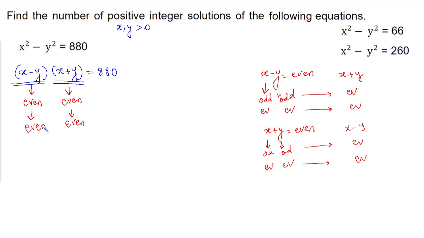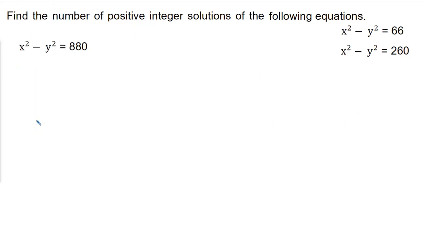From this we can conclude that in (x minus y) into (x plus y) equal to 880, both numbers x minus y and x plus y are supposed to be even numbers. I hope everyone understood this. So I will delete this calculation. Look here. The first step is (x minus y) into (x plus y) is equal to 880.